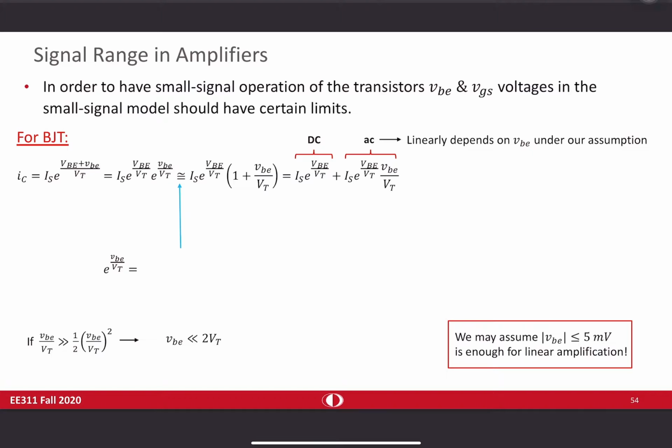Welcome to lecture 11 for EE311. Today we are going to finalize single stage amplifiers and we will start with multi-stage amplifiers. For the bipolar transistor amplifiers, now we are going to define the small signal range.